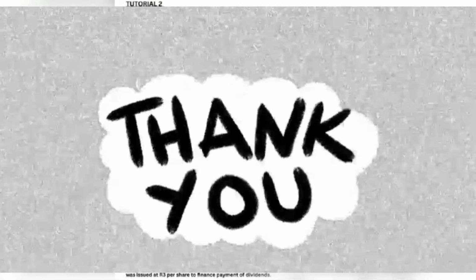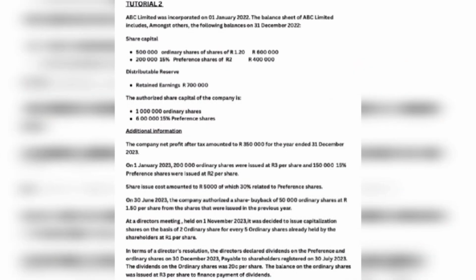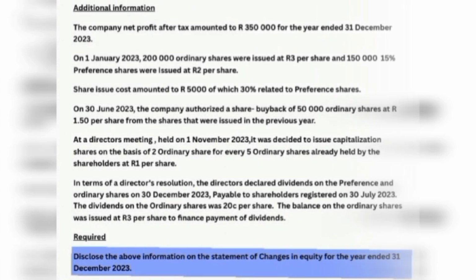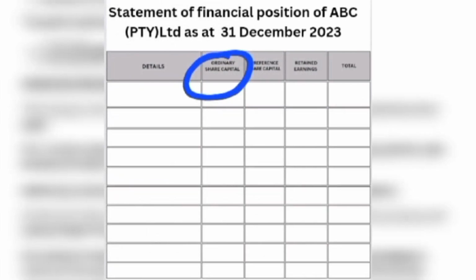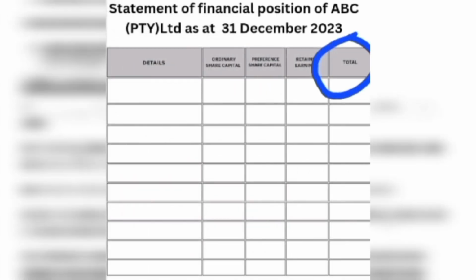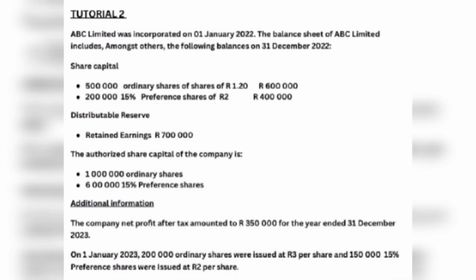Here is the information provided for our tutorial. We have been required to prepare the statement of changes and equity for the year ended 31st December 2023. Write down your structure. Here we have ordinary share capital, we have preference share capital, we then have retained earnings and the total column. On the first section of this information, we have been provided with opening balances.